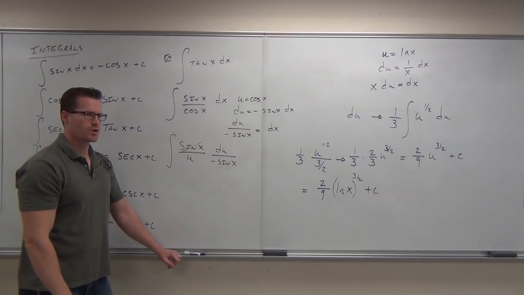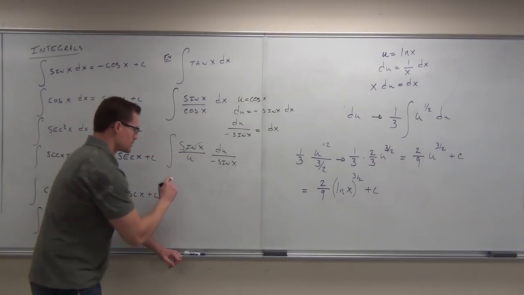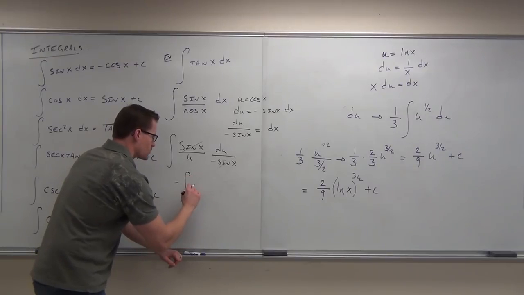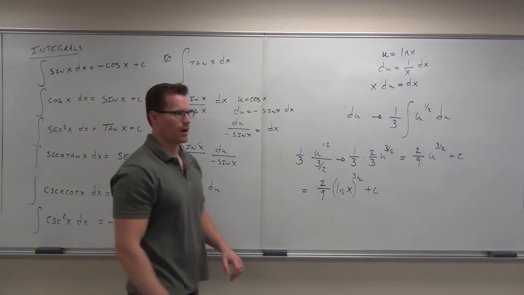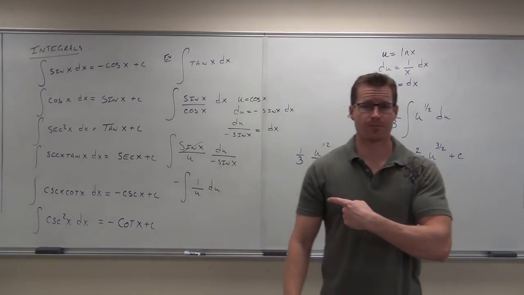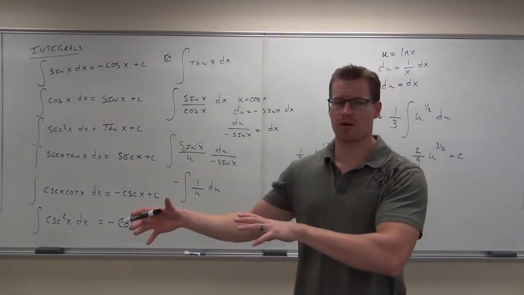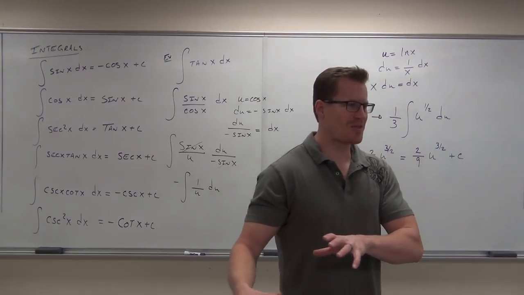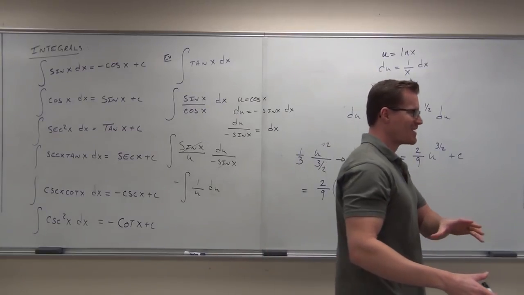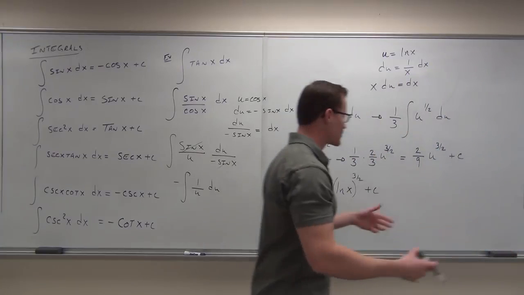Tell me a couple things that we're going to do. Move that negative out to the front. So this is negative integral of 1 over u du. Man, that made it a lot nicer. Can we do the integral? Now we can, because we learned about what? We learned about ln's. That's right, we learned about natural log.